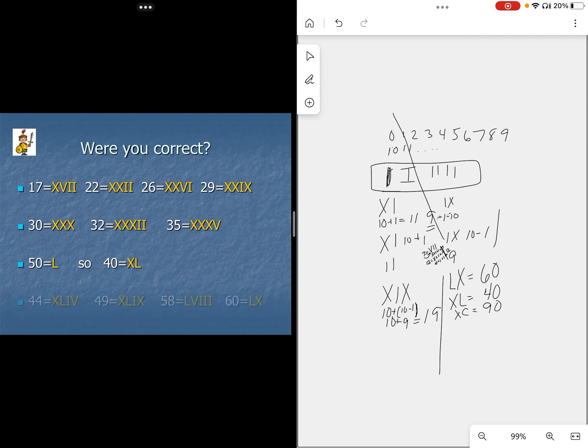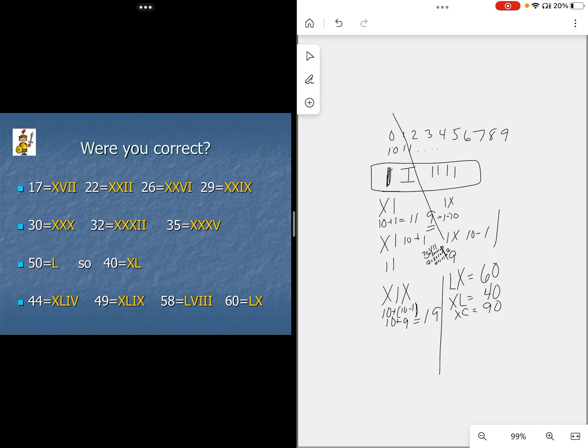All right, so 17 is XVII, because that's 10 plus 5 plus 2, that's 17. 22 is XXII, which is 22. 26 would be XXVI. 29 would be XXIX. This is a subtractive value, IX. 30 would be XXX. 32 would be XXXII. 35 would be XXXV. 50 would be an L.